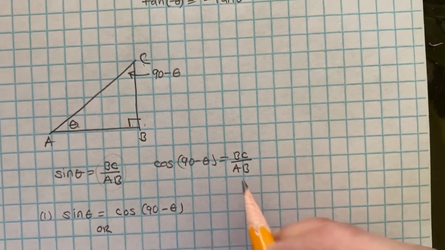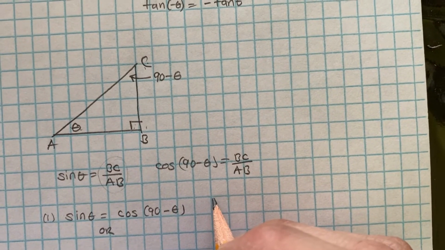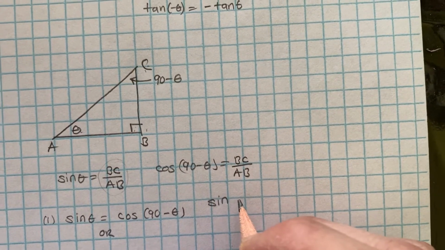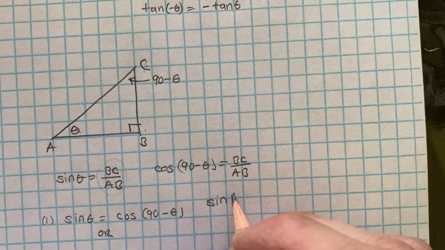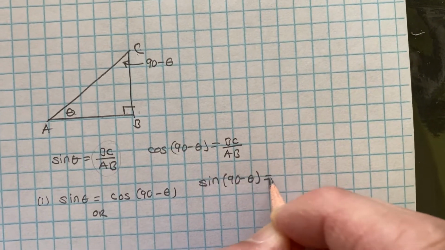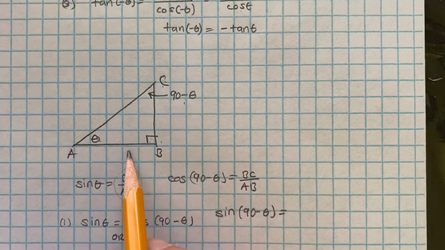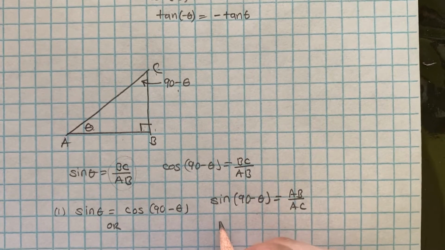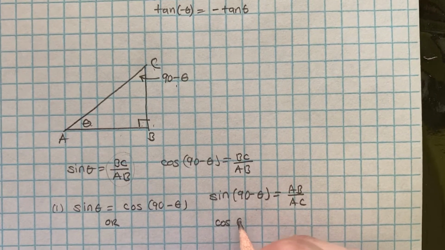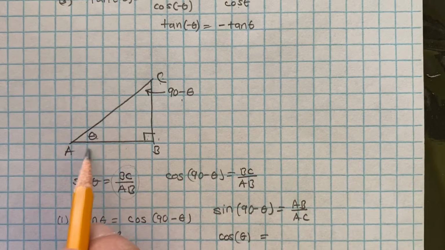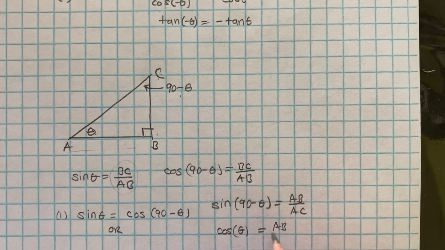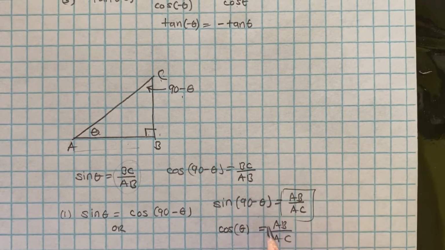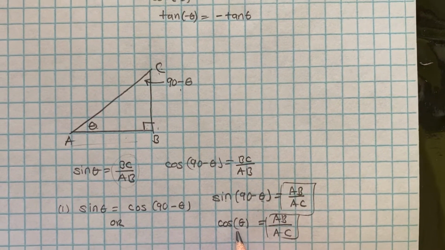Or if I ask you, hey, what is the sine of 90 minus theta? The sine of 90 minus theta is AB over AC. And what is the cosine of theta? The cosine of theta is also AB over AC. And so you can see that these two values are the same. So you can say sine of 90 minus theta is the same thing as cosine of theta.